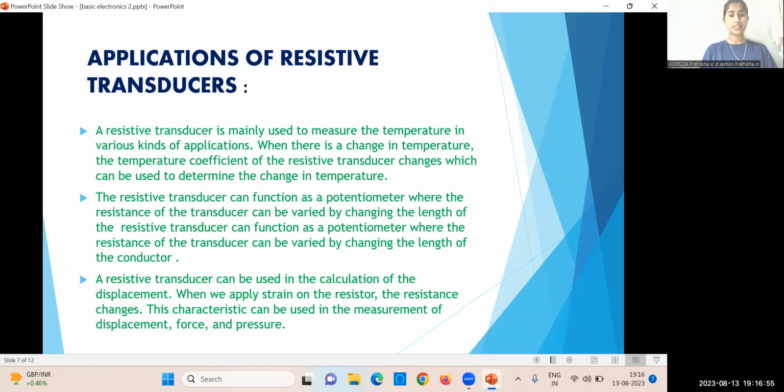The resistive transducer can function as a potentiometer, where the resistance of the transducer can be varied by changing the length of the conductor. The resistive transducer can be used in the calculation of displacement. When we apply strain on the resistor, the resistance changes. This characteristic can be used in the measurement of displacement, force, and also pressure.